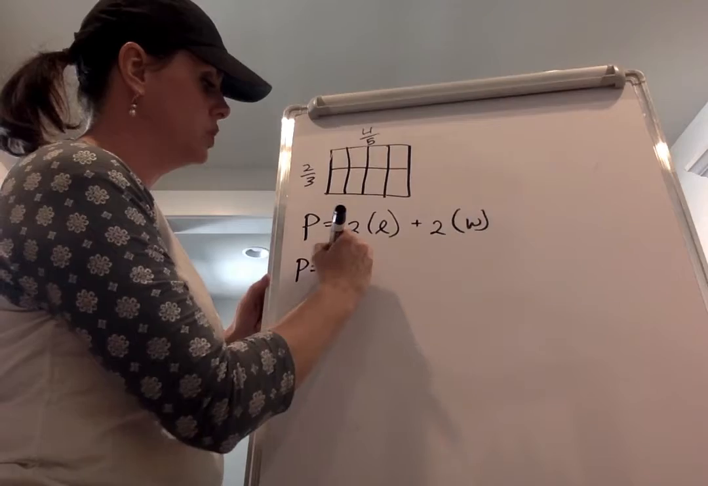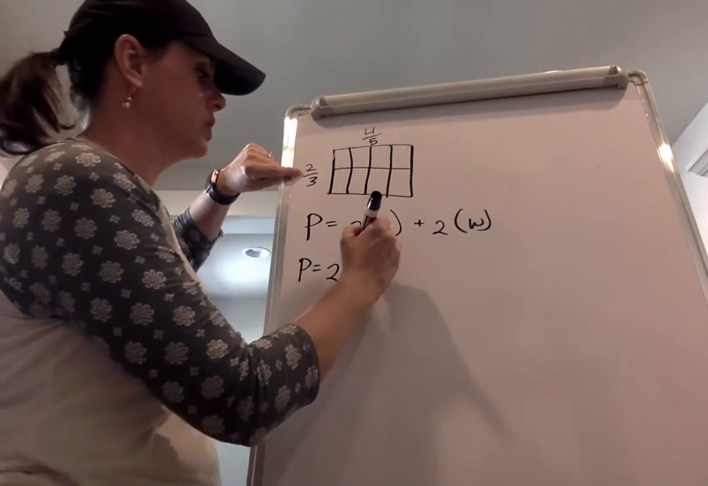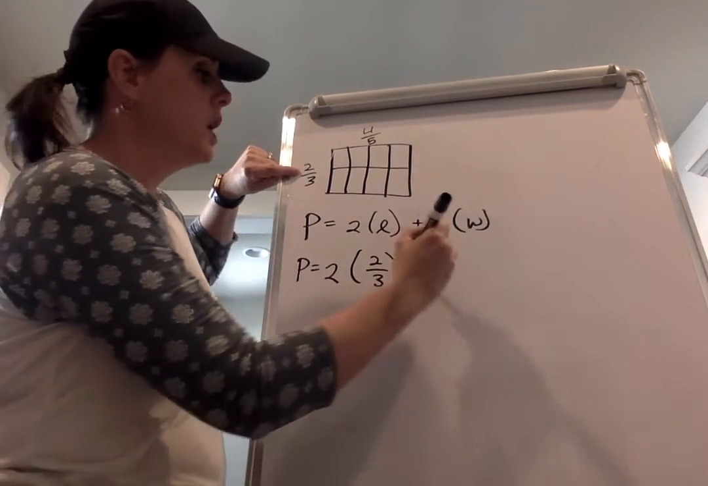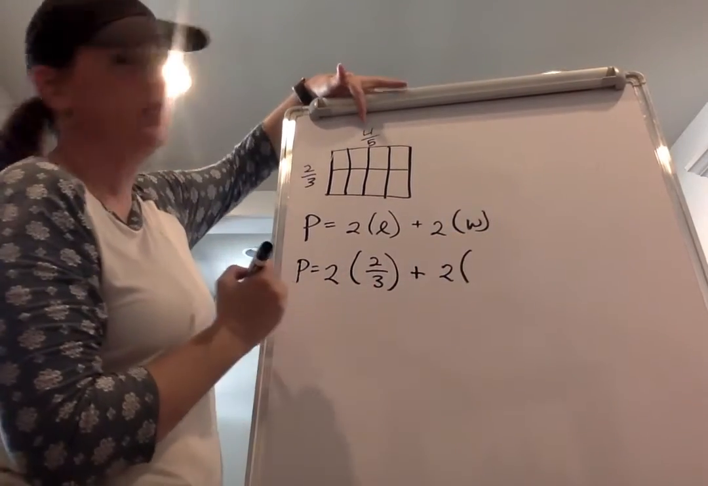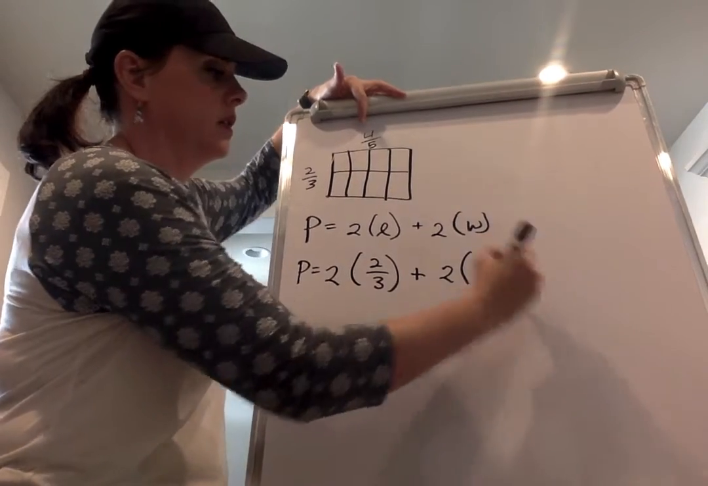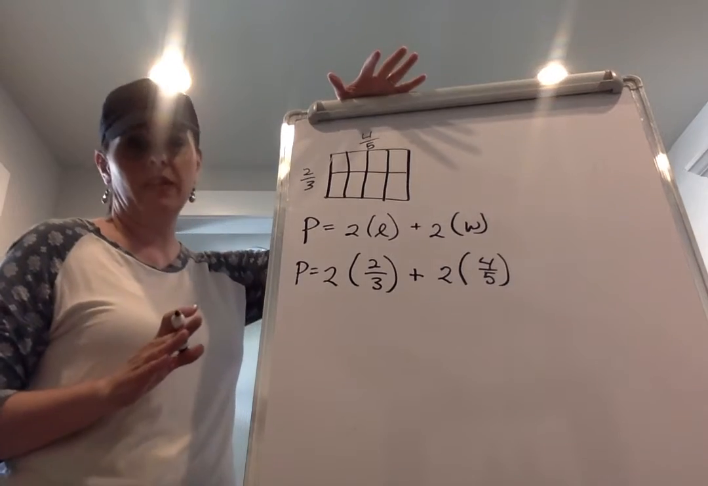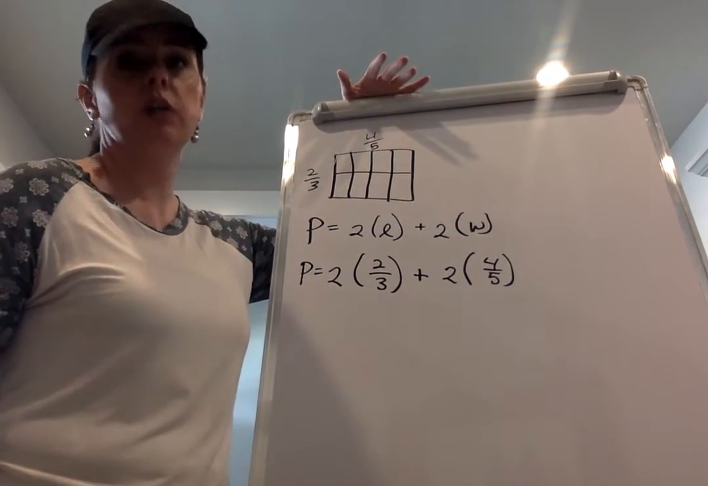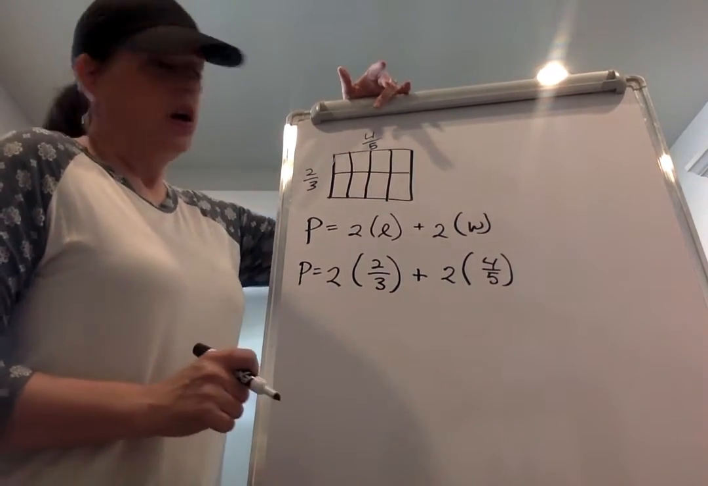Perimeter equals 2 times the length, and our length is listed right here as 2/3. So we have to do 2 times 2/3 plus 2 times the width, and our width is right up here, which is 4/5. Okay? I want you guys to write this along with me. I think that might help you. So write it on the side of your workbook, but stick with me, write it out, because I think it will be very helpful. Okie dokie.